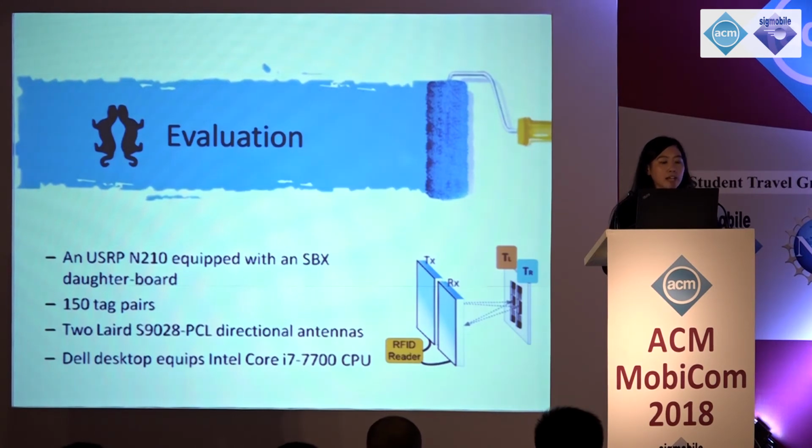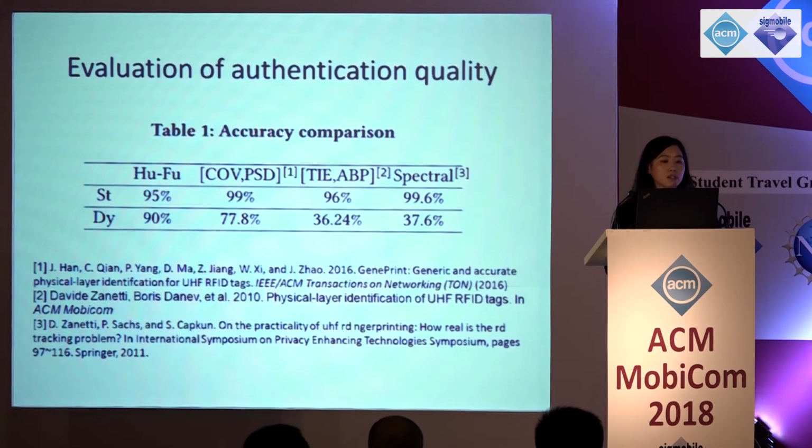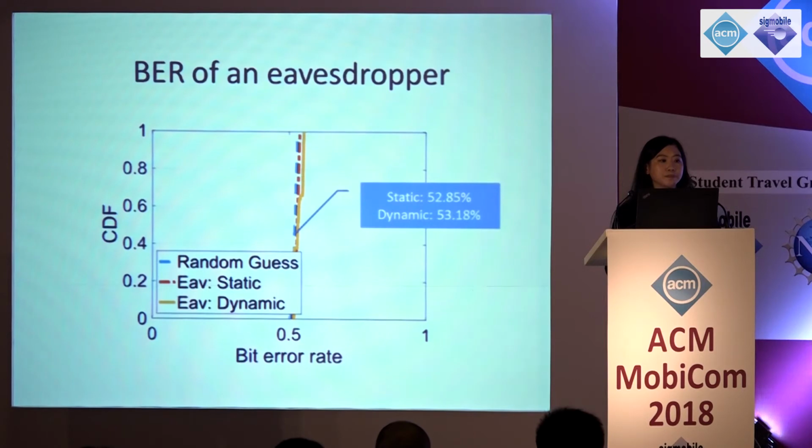Finally, let's see our evaluation. We implement HuFu with a USRP N210, and we utilize 150 tag pairs in total. We first evaluate the authentication quality of HuFu. We compare HuFu with three existing mechanisms. We found that in static case, HuFu can achieve up to 95% accuracy. And even in dynamic case, HuFu can achieve up to 90% accuracy, which outperforms all other three mechanisms.